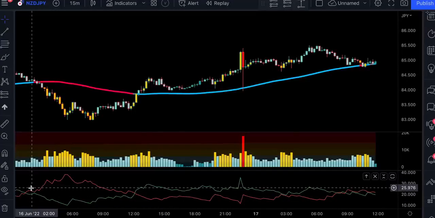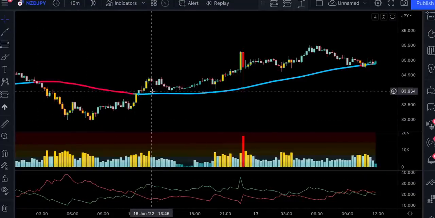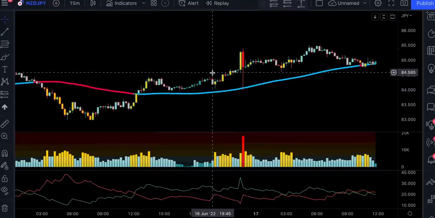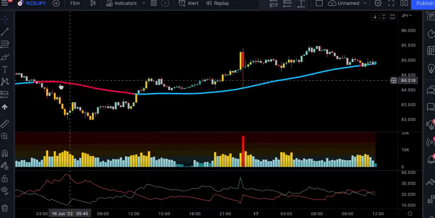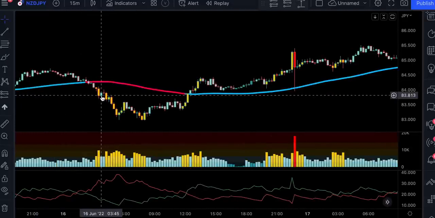For the second confirmation indicator, we're going to be using this SSL Hybrid colored baseline. In general, if the price action is above the baseline and the baseline is colored in blue, we are officially in an uptrend. And if the price is below the baseline and the line is colored in red, we're officially in a downtrend. This indicator will make sure that we go with the trend.